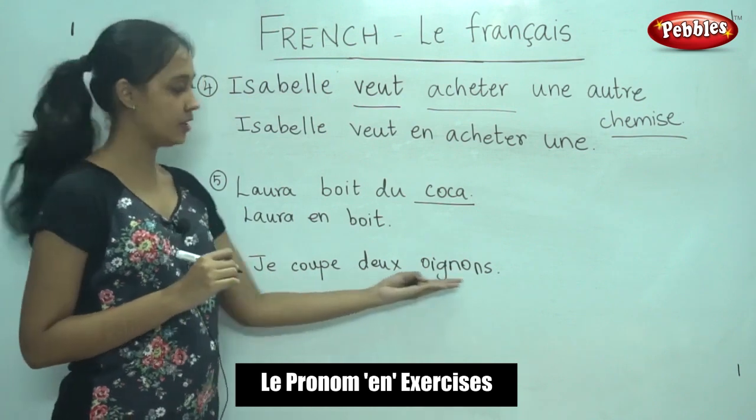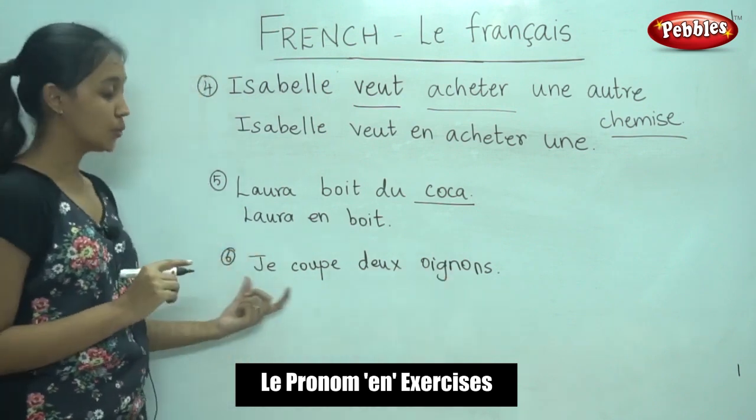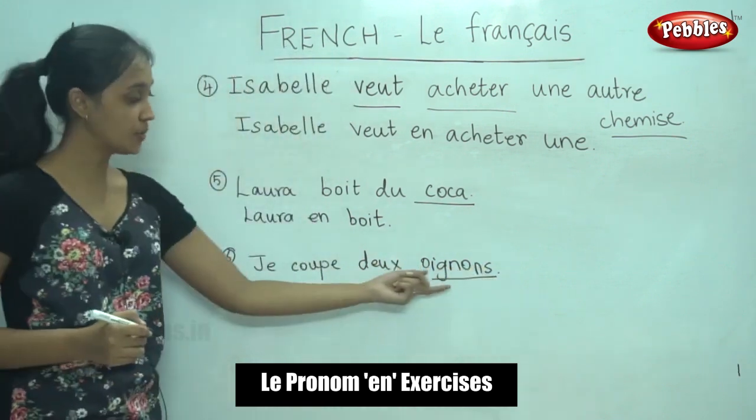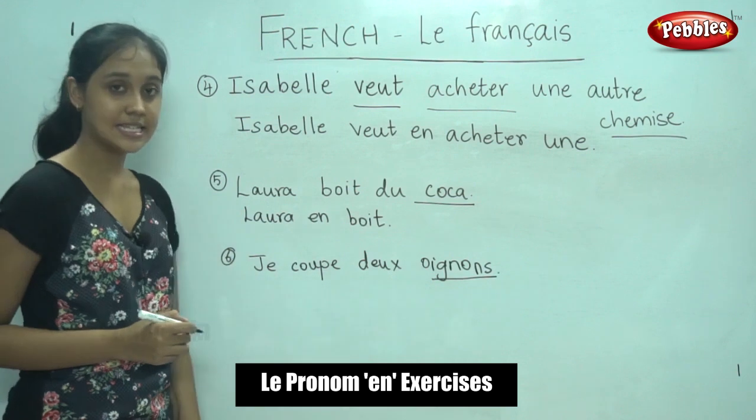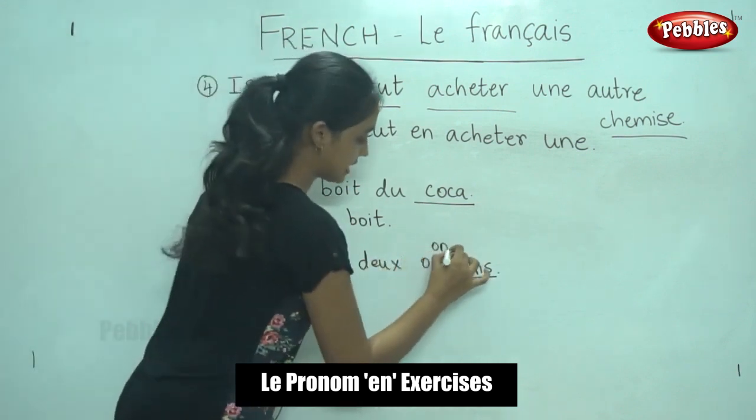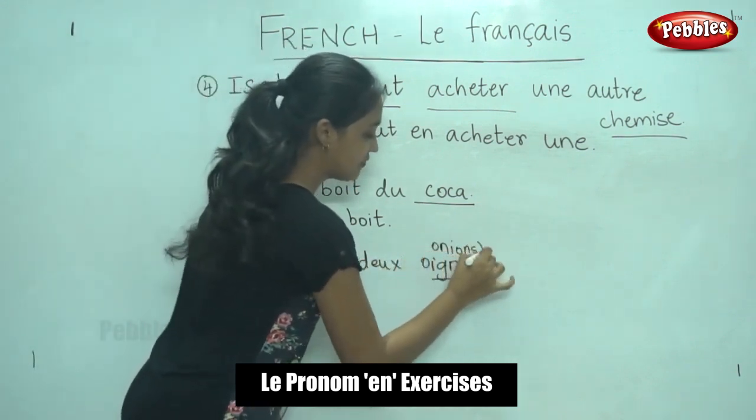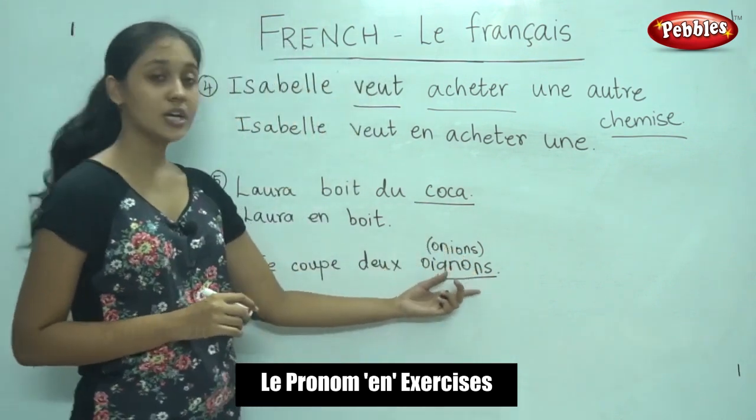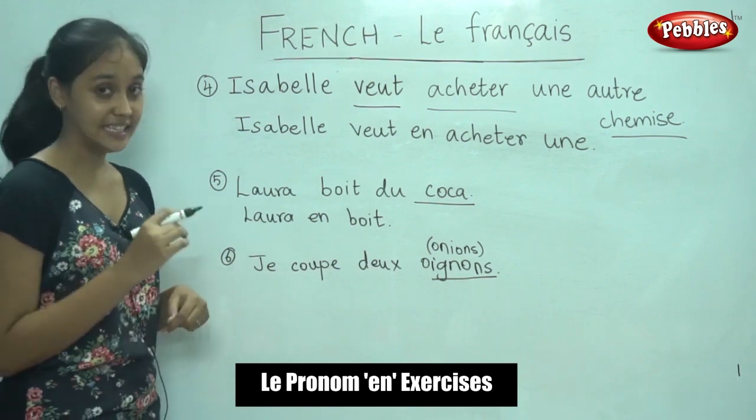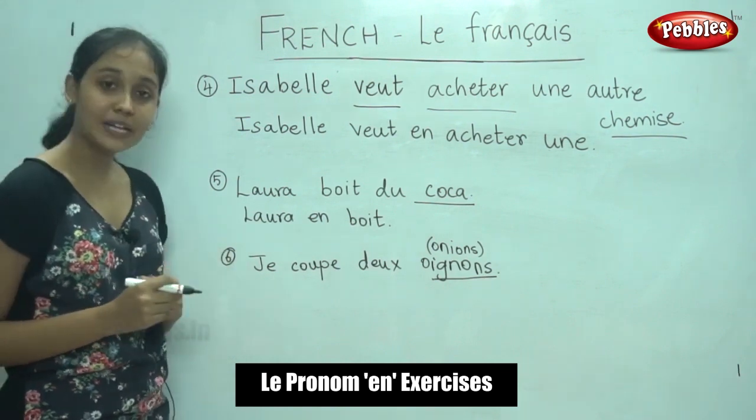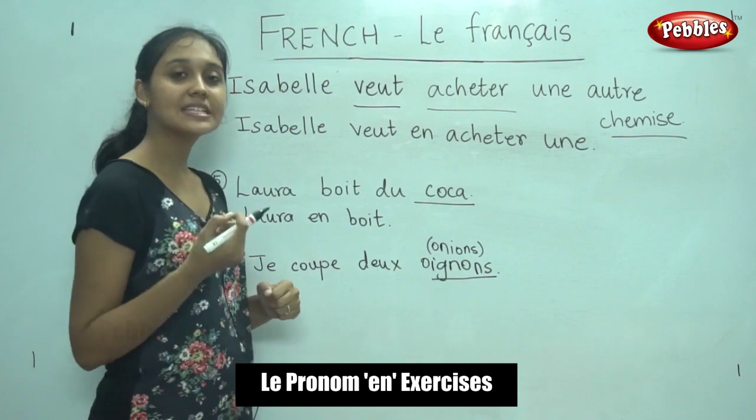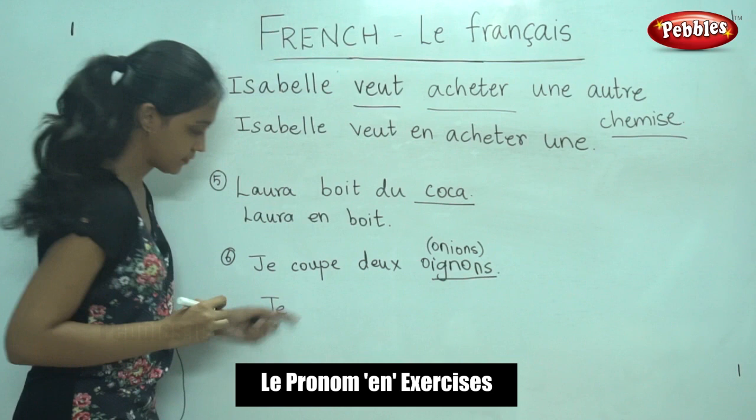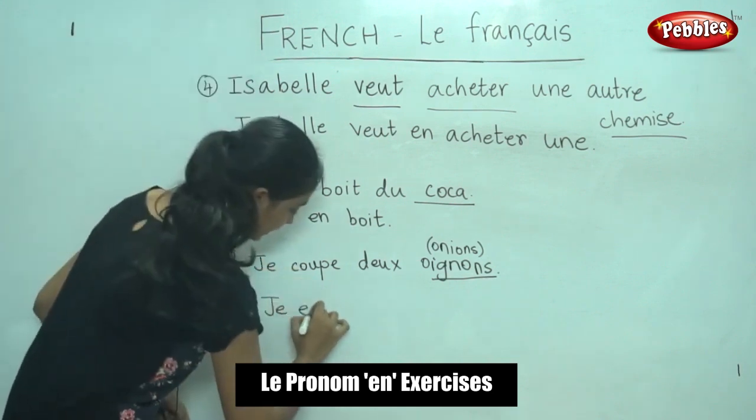And finally, the last sentence, je coupe de oignon. Now, the word we are going to replace is oignon. Do you remember the meaning of this? It means onions. Yes, we learnt it in the vegetables, les légumes. So the onions, we are going to replace it with en. And where do we place en? We place it before the verb. So je, before the verb, en.